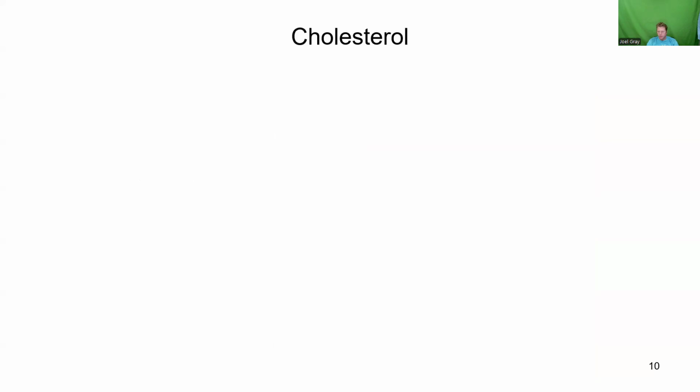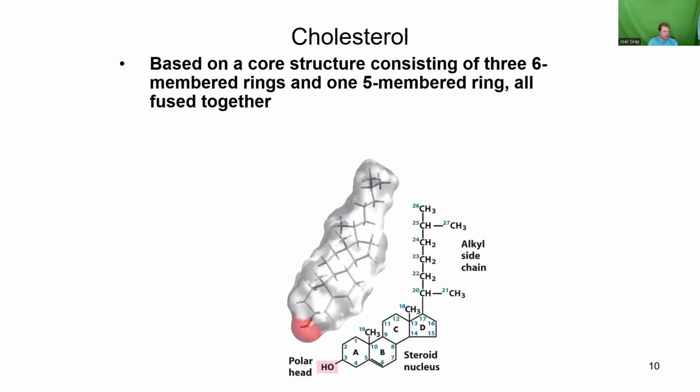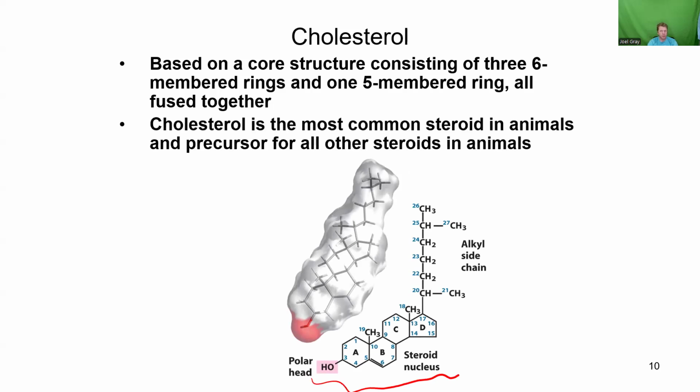Now, cholesterol is our next molecule that I wanted to talk about. This is based on a core structure consisting of three six-membered rings fused to one five-membered ring, all fused together. So this right here is cholesterol. This structure is the most common steroid in animals, and it's a precursor for all other steroids in animals.